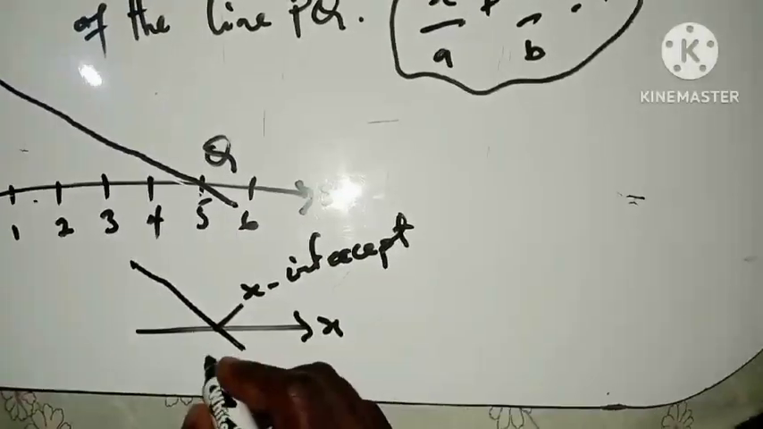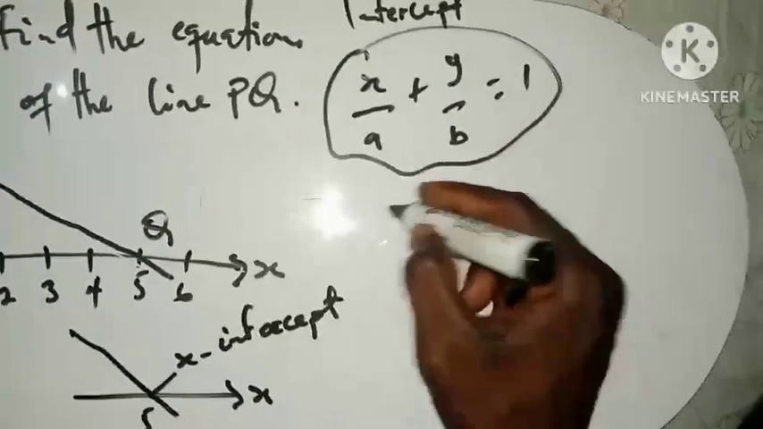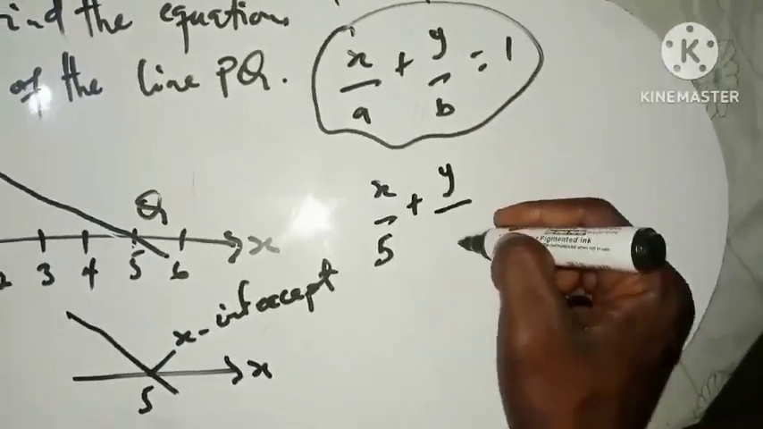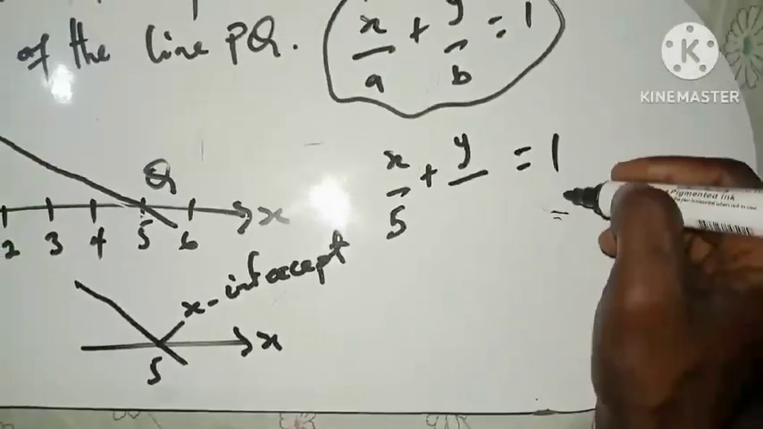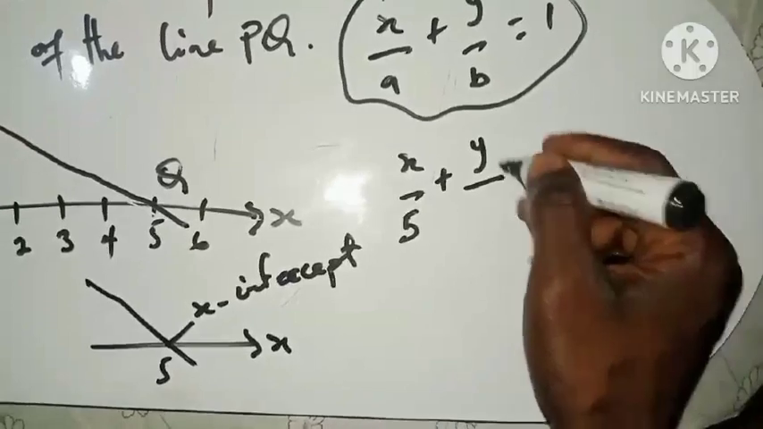Okay, so what is the value here? That is 5. So our a here is going to be equal to 5. So we have x on 5. What do you think y is going to be? Why don't you pause the video and give me the value of y? I will see that you mention the value of y.